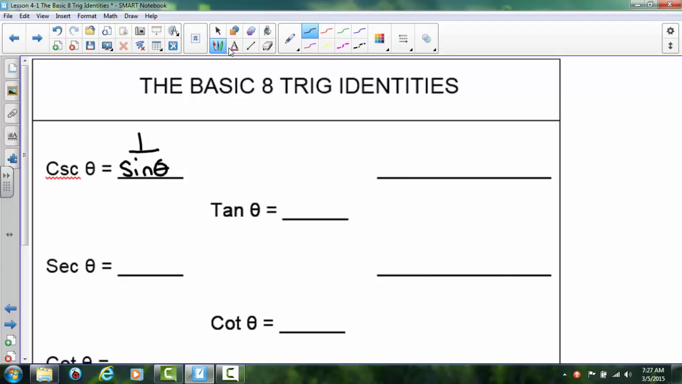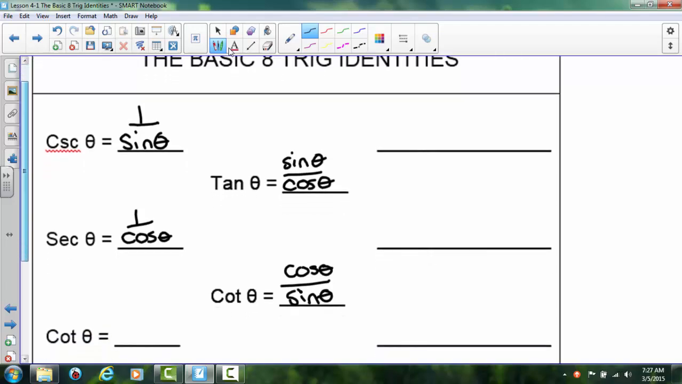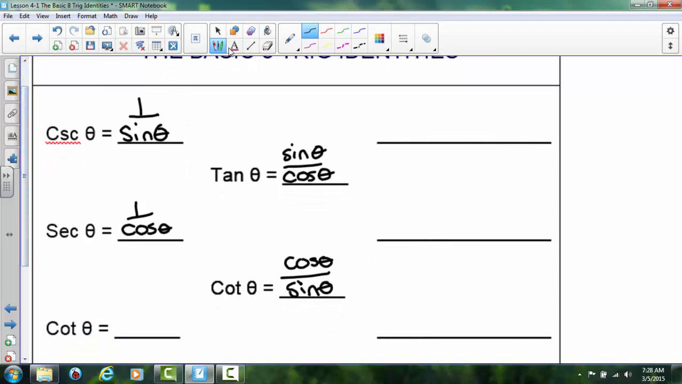Tangent theta is sine theta over cosine theta. Secant theta is 1 over cosine theta. Cotangent theta is cosine theta over sine theta. And bring this down just a little bit. Cotangent theta is 1 over tangent theta. Okay, so we've got two different things we can use with cotangent theta, right?